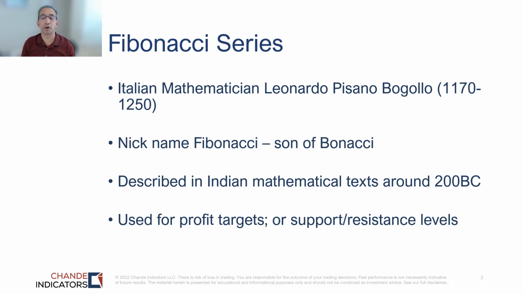Leonardo Pisano Bugolo, who lived between 1170 and 1250, so a long time ago. His nickname was Fibonacci, which apparently means son of Bonacci. And this series or sequence was also described in Indian mathematical texts around 200 BC. So this is a really old idea.